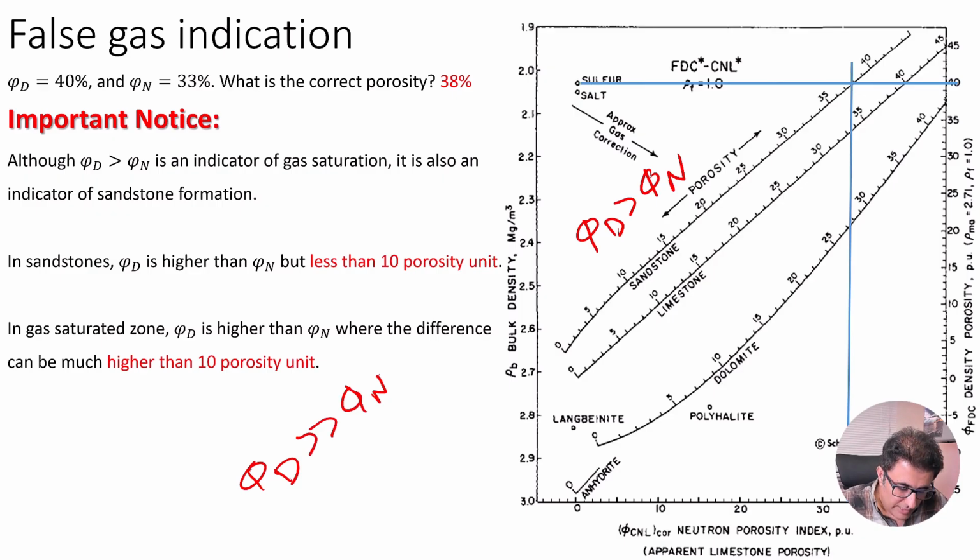So in other words, if the difference between phi d and phi n is greater than 10 porosity units, or 10%, in that case you will say that that formation is saturated by gas. If the difference is below 10, likely that formation is sandstone, and you shouldn't say that this is a gas saturated formation. So this is something that you should consider in order to correctly interpret your density and also neutron porosity log data.